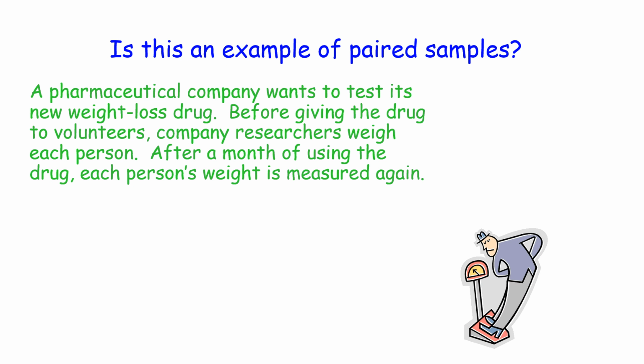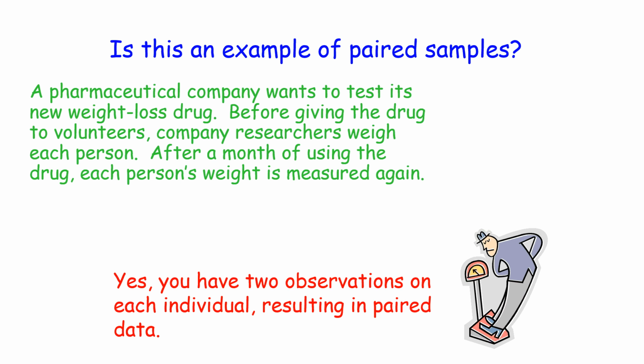Is this an example of paired samples? A pharmaceutical company wants to test its new weight loss drug. So before giving the drug to volunteers, company researchers weigh each person. And after a month of using the drug, each person's weight is measured again. What do you think? Yes or no? Yes. You have 2 observations on each individual, resulting in paired data.